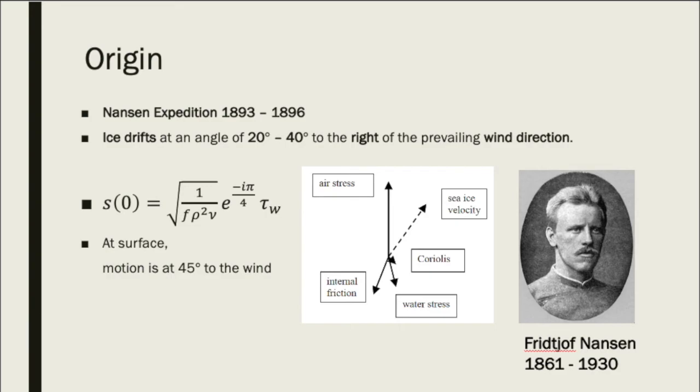Later, someone called Ekman formalized it and found that it has a spiral shape. And actually, when we look at the general solution used 2 slides before, we know that S0, representing the surface of the ocean, has the component e to the minus i pi over 4, and this is basically 45 degrees to the wind, and therefore we see some consistency between Nansen's observation and the Ekman equation.